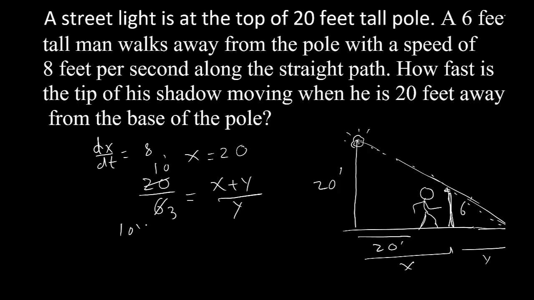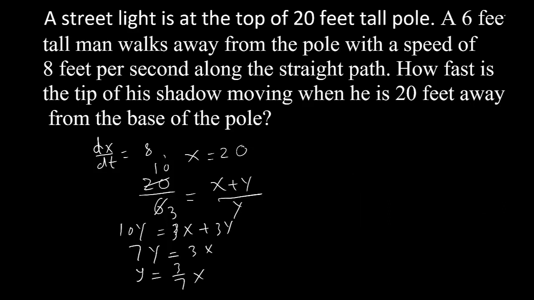So I get 10y equals 3x plus 3y. So you get 7y equals 3x. Then you have y equals 3 over 7 x. We need to find what is d/dt of x plus y. That we need to find. Because if you look at the picture that I have before, the whole length we had here is x plus y. So we want to see what happens with this.